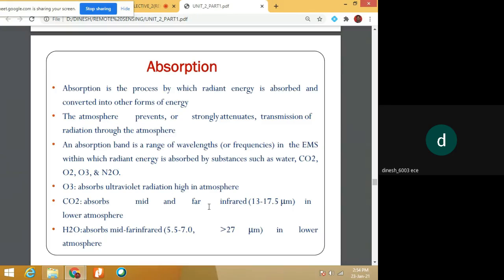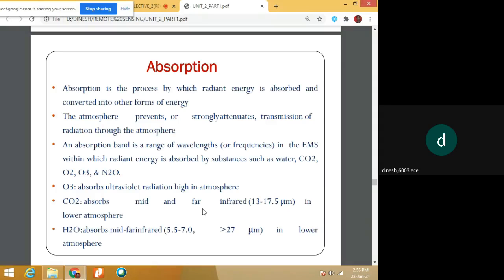The atmosphere will prevent, attenuate, or refract the radiation passing through it. An absorption band is a range of wavelengths or frequencies in the electromagnetic spectrum within which radiant energy is absorbed by substances such as water molecules, carbon dioxide, oxides, nitrous oxides, and oxygen. These all absorb the electromagnetic wave energy that is propagated through them.